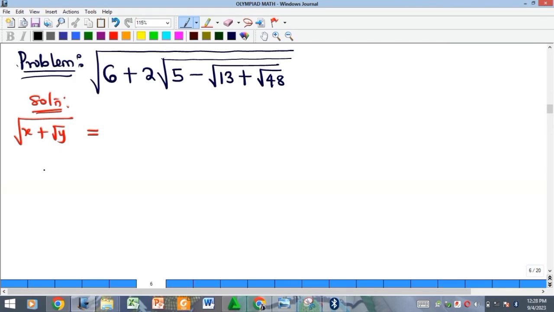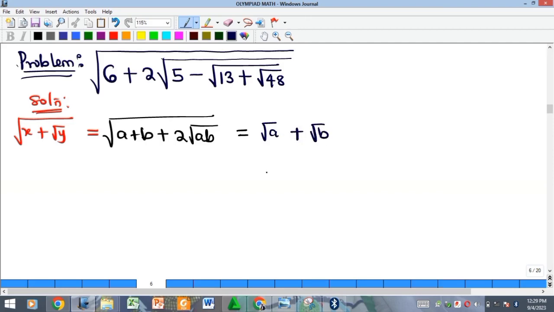It says that if I'm able to express this in such a way that it is of this form, a plus b, and then plus 2 times the square root of ab, then in that case the square root is simply equal to the square root of a plus the square root of b. I will try to use an example to explain what we are saying.